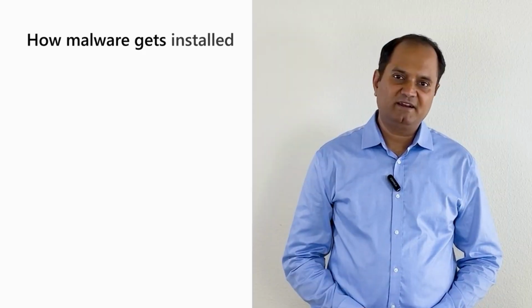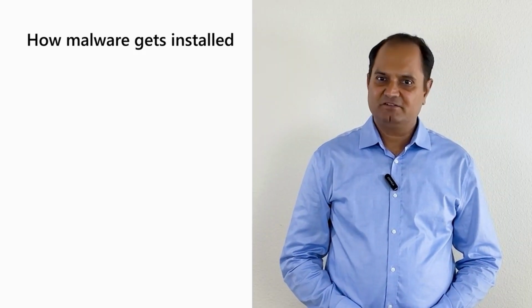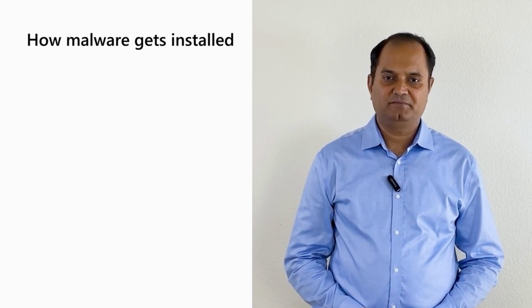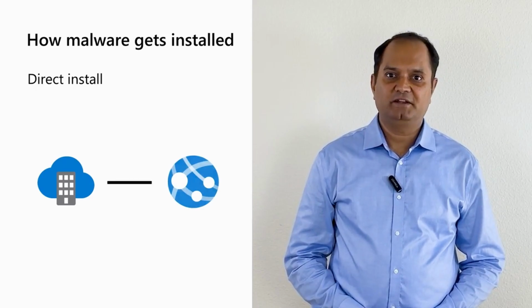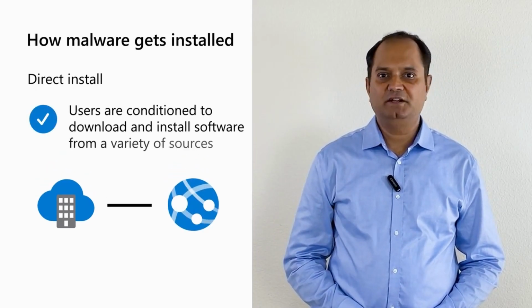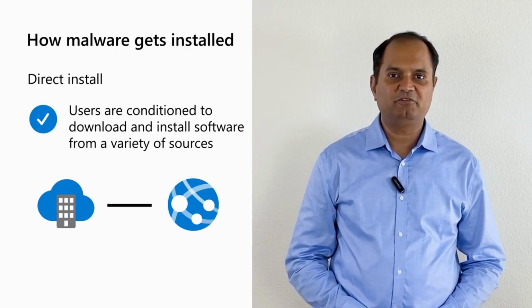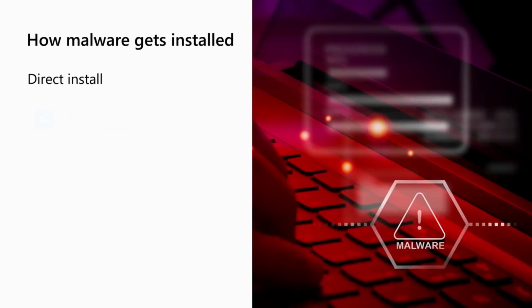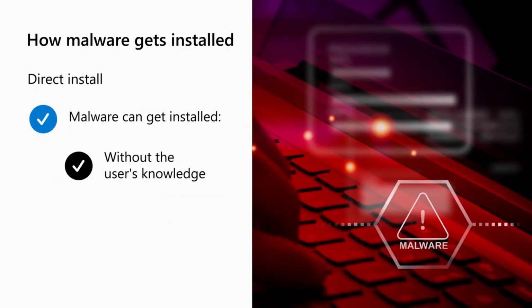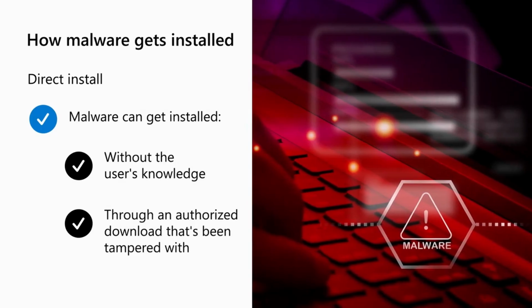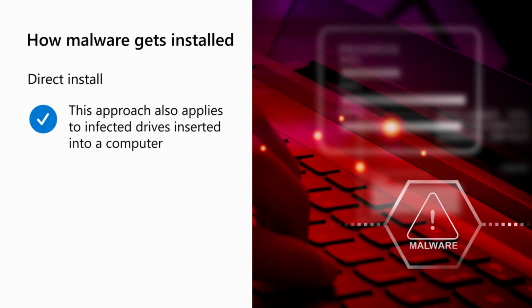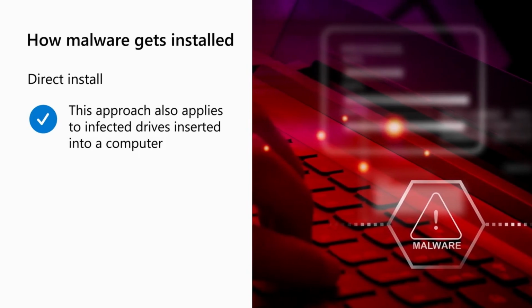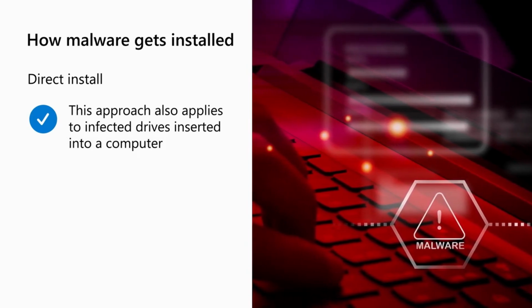Do you know how malware gets installed though? There are several ways malware can get onto a computer. There's a direct install. Most software is delivered over the internet today. Users are conditioned to download and install software from a variety of sources. Malware can get installed without the user's knowledge or through an authorized download that's been tampered with. This approach also applies to infected drives, such as USB keys, being inserted into a computer.